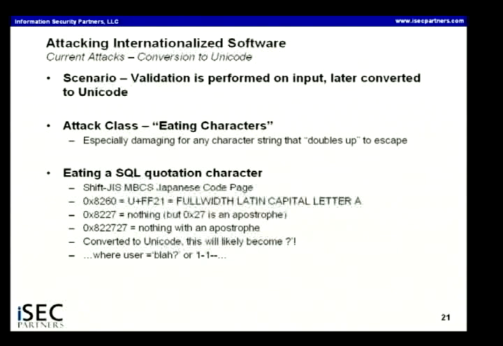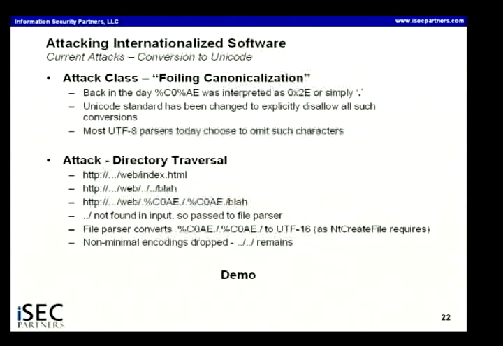All right, well, I don't have a demo on that one. The next one is foiling canonicalization. So a few minutes ago, we talked about how UTF-8 had non-minimal encodings that were explicitly banned by the Unicode Standards Committee as being not compliant if you do it. And the example we gave was C0AE, which is a non-minimal encoding for hex 2E, which is the period.